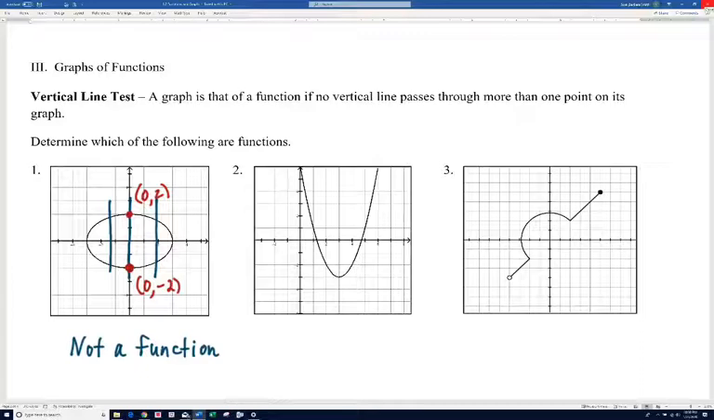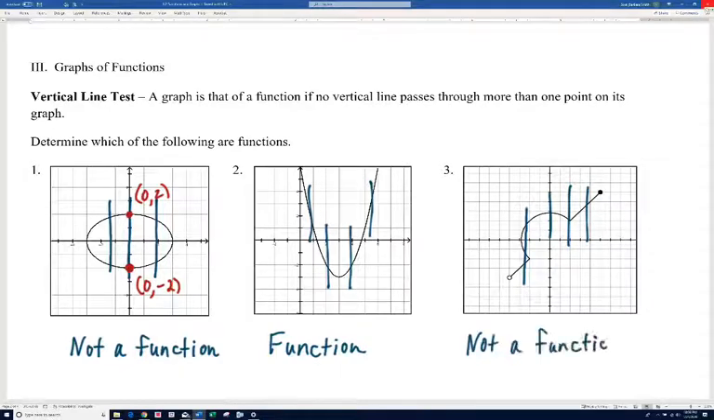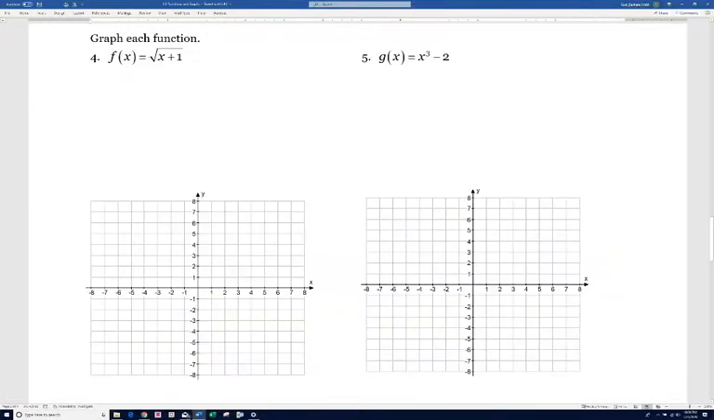Alright, so let's look at number 2. If you draw vertical lines, no matter where you draw a vertical line, you can't go through more than one point. So that one is a function. You might want to go ahead and try number 3. So notice you're okay here, but what about there? In fact, there's a few places where you're going to go through more than one point. So if anywhere on the graph you can go through more than one point, it's not a function. All right, let's move on.